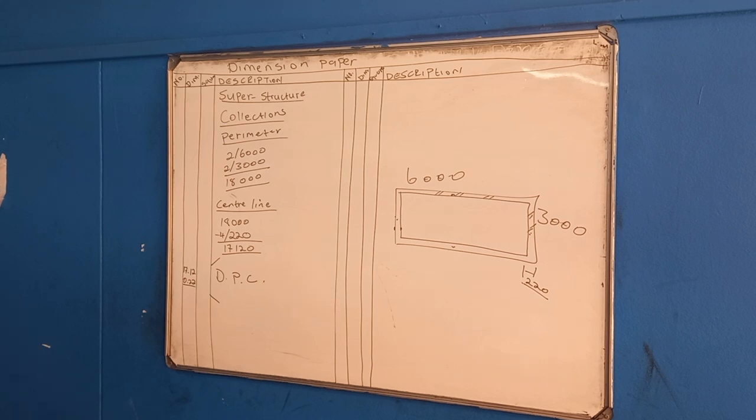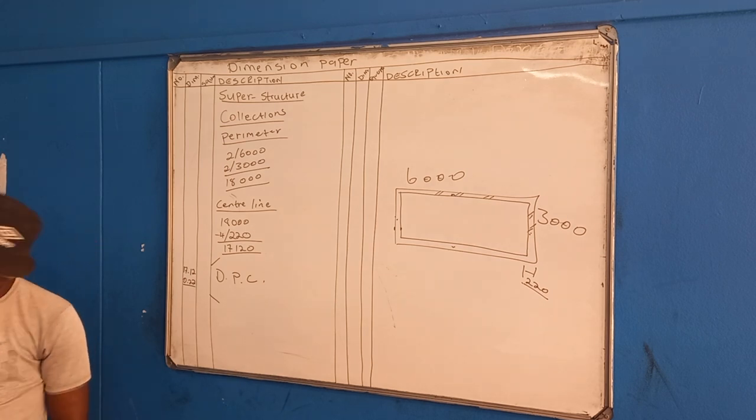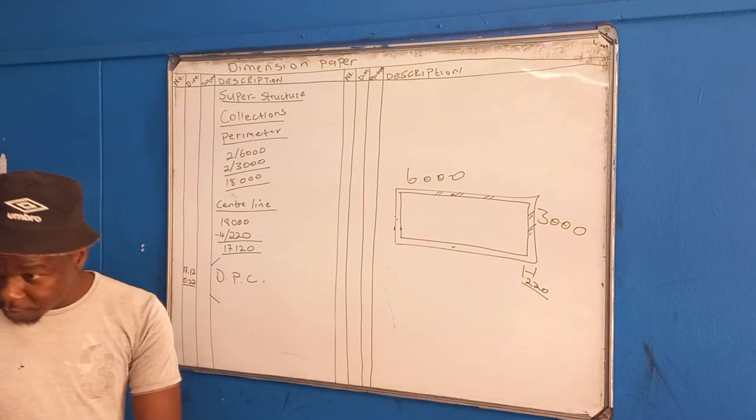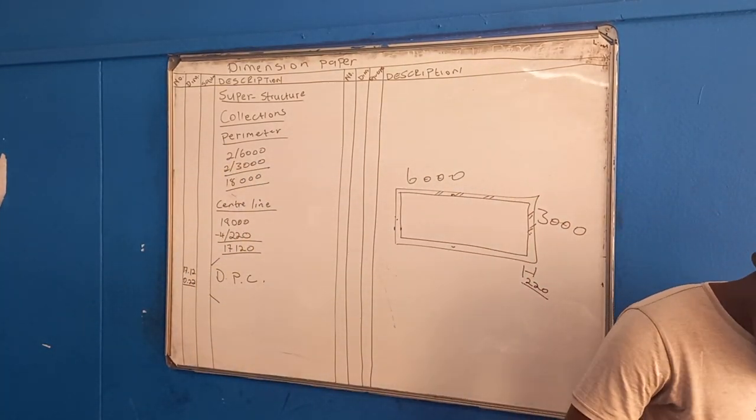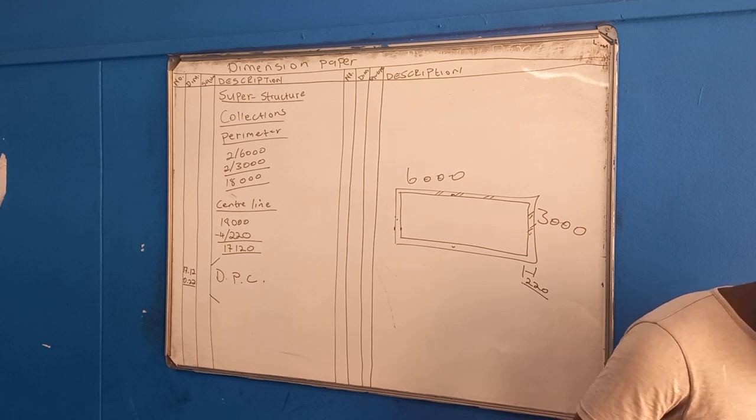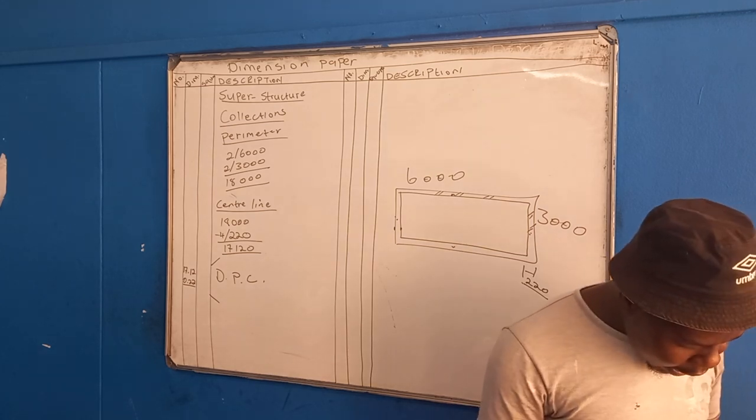Any questions so far? And then from there, where are we going? We are done with the first point. Second point, they say surface bed including floor finish, right?